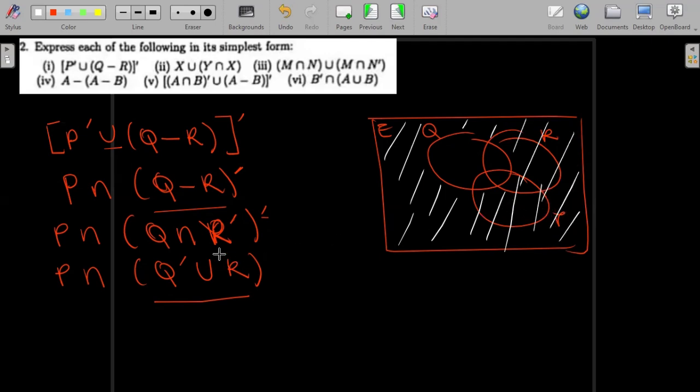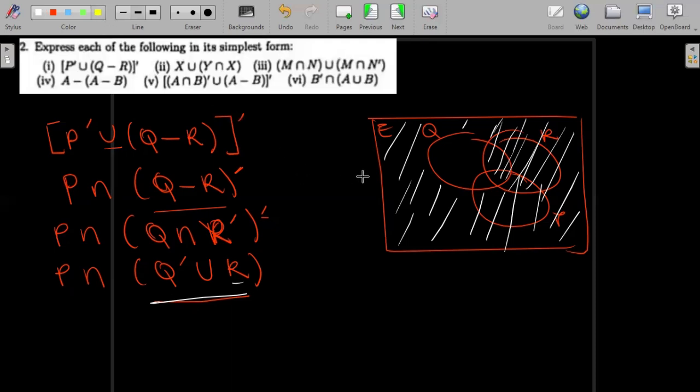Then they are saying union, so I bring this Q complement together with the entire set of R. So I'll shade R also in white. Since it's union, I also bring this part of R together with the complement. So this entire thing shaded here in white is my Q complement union R. Then they're telling you that what you've shaded here should intersect with P. So now you check where this intersects with the set P.